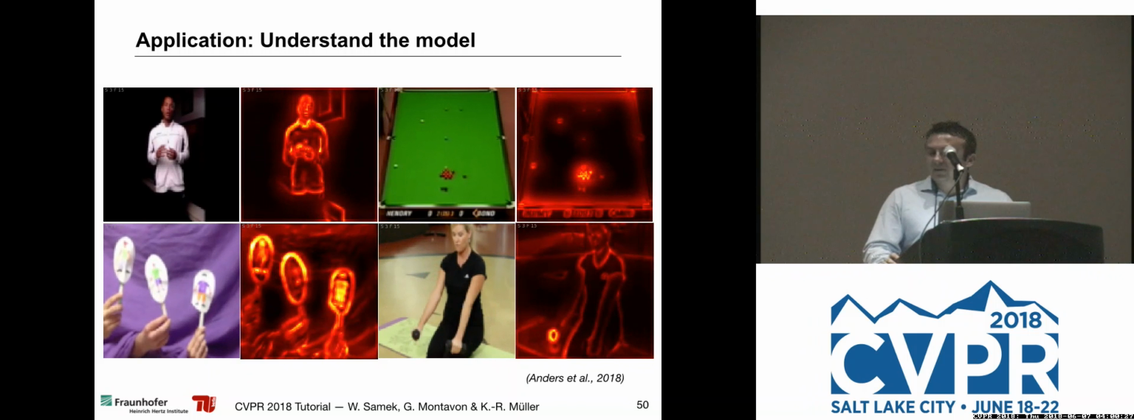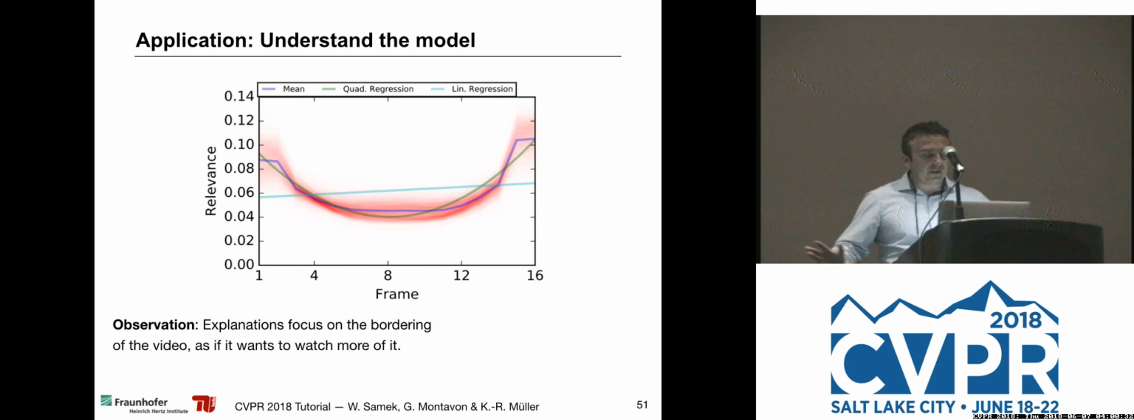And on this model, we get a nice insight. Here you see the relevance distribution over frames, and you see that the model really focuses on the beginning and the end of the frame series. There was more relevance on the beginning and the end when you consider the 16 frames than in the middle. So it seems that the model tries to watch more of the movie. It focuses more on the outer parts of the video, and it doesn't uniformly redistribute the relevance.